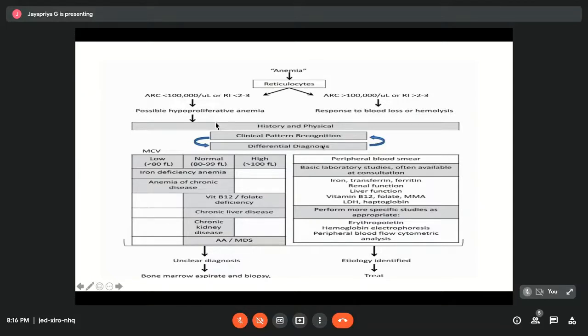A detailed history and physical examination should be done, including the iron studies and peripheral smear examination, and we should also do the renal function test, liver function test, vitamin B12 and folate assay, LDH and haptoglobin to rule out any hemolysis. All this should be done, and if the etiology is identified, we can treat it. And even in spite of these initial studies, if the diagnosis is not clear, we will have to go in for bone marrow aspirate and biopsies.